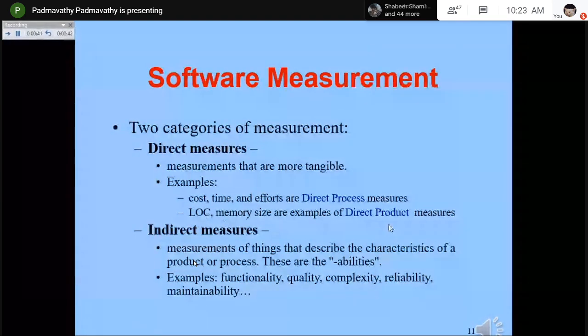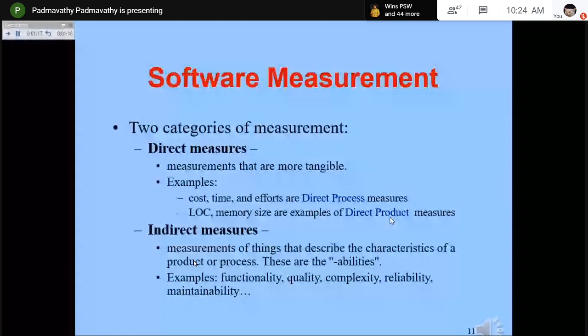These are all known as direct measures. For example, the cost and time are process measures, whereas the memory size and lines of code are product measures. We have the three domains of measurement: process, product, and project. Process is the basic processes involved. Product is the actual software. Project is the inclusion of the process and the product. When it comes to types of measurement, there are two types: direct measures and indirect measures. For direct measures, we have some examples for process based and product based.